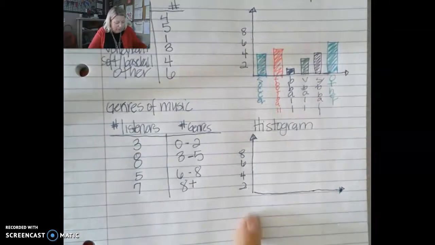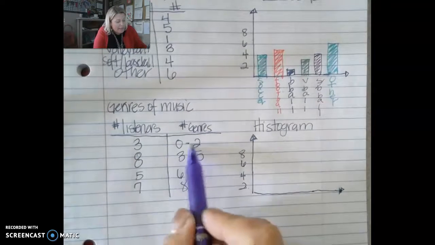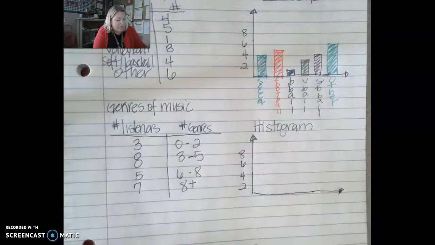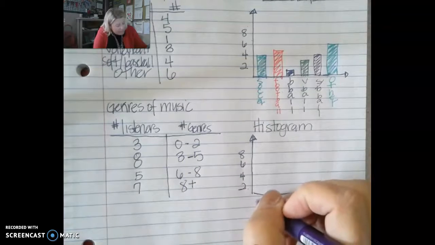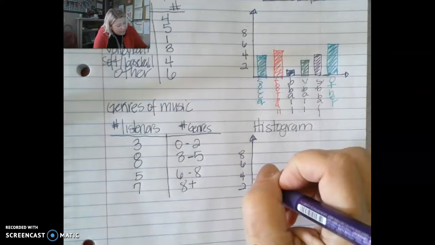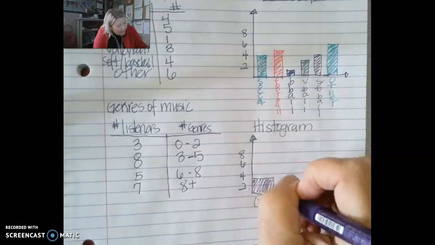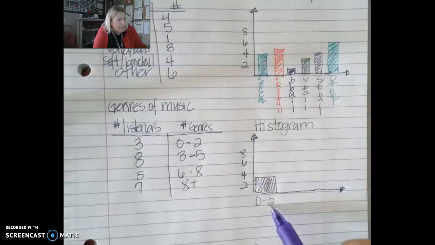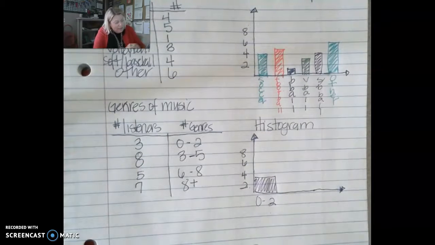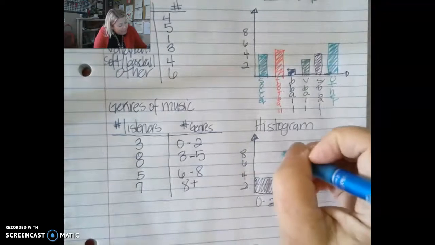And then on this side, we're going to talk about the different numbers of genre. I don't have a single number, do I? I have 0 through 2. It varies. So I'm going to put 0 through 2 down here. And it looks like I had 3, so I'm going to go like this. And the difference between a bar graph and a histogram is a histogram has intervals. It has different amounts.